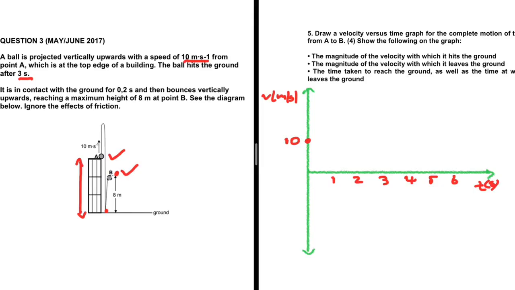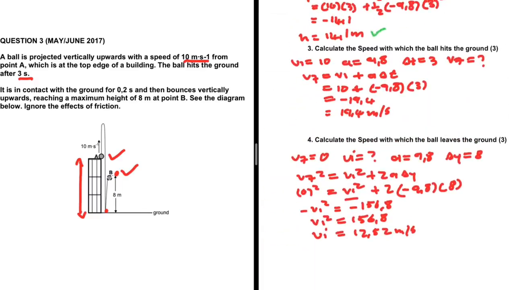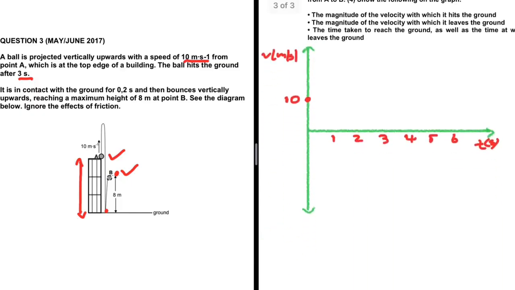So the velocity decreases until it reaches its maximum height. Well, we don't have the time taken to reach maximum height, but we have the time taken to hit the ground. But what is the magnitude of the velocity as it hits the ground? We calculated that above, so let's go ahead and find out. The velocity is 19.4 meters per second. And then as it leaves the ground, it is 12.52. Okay, so let's go ahead and have that.